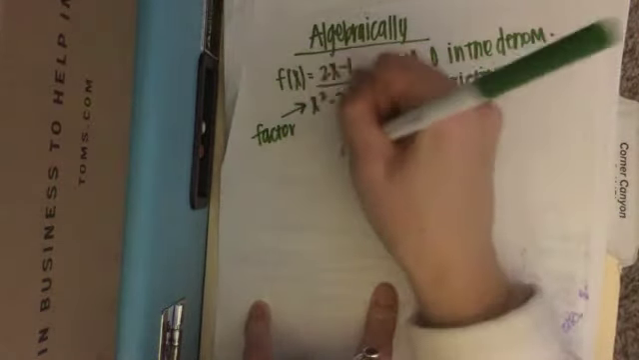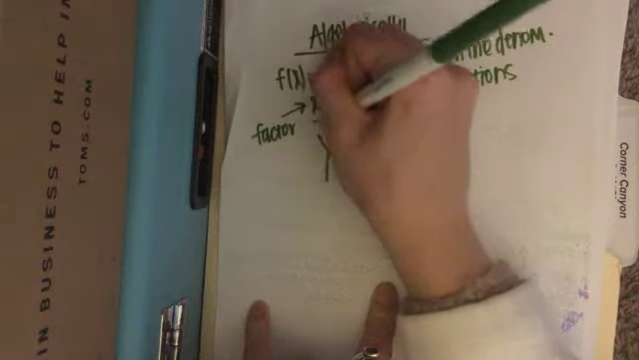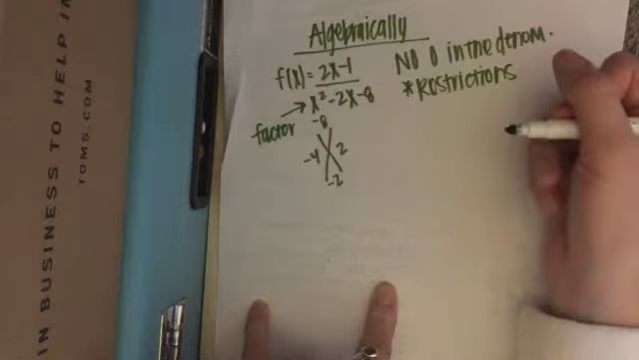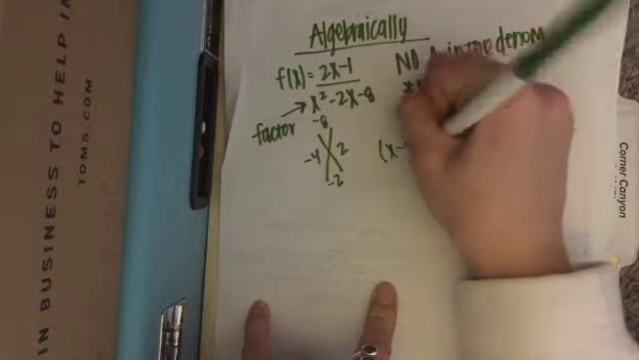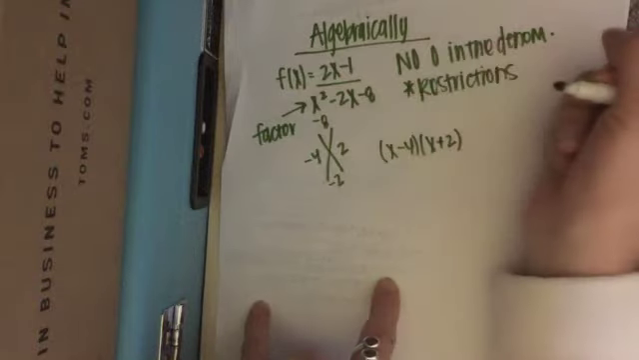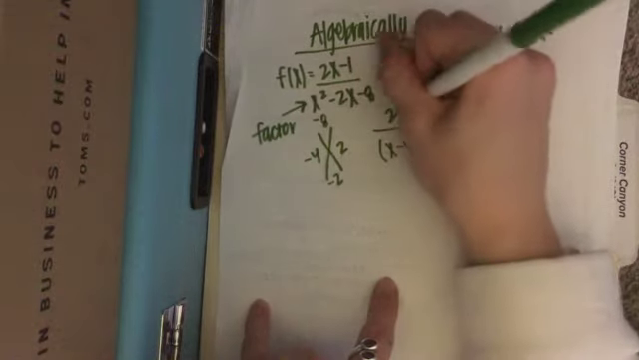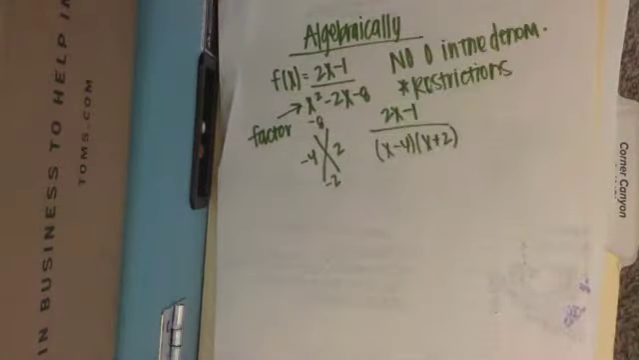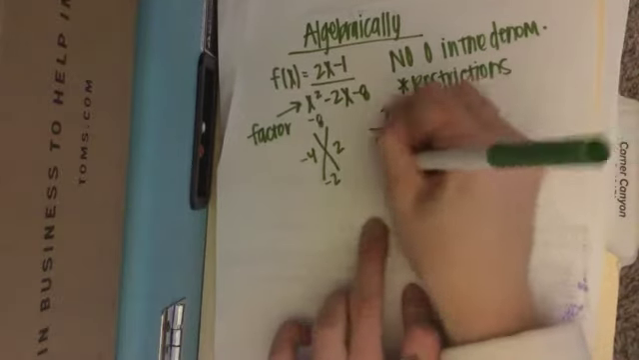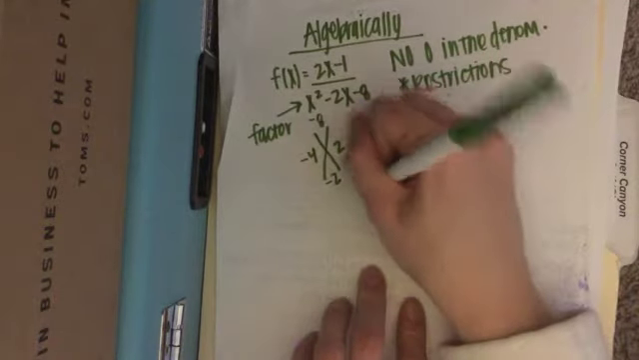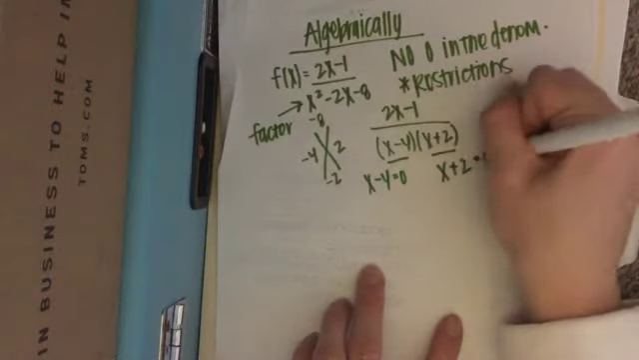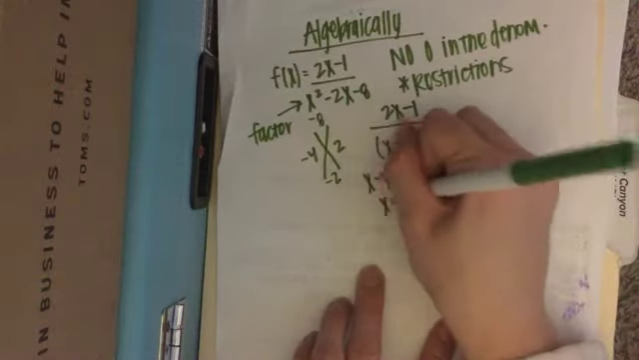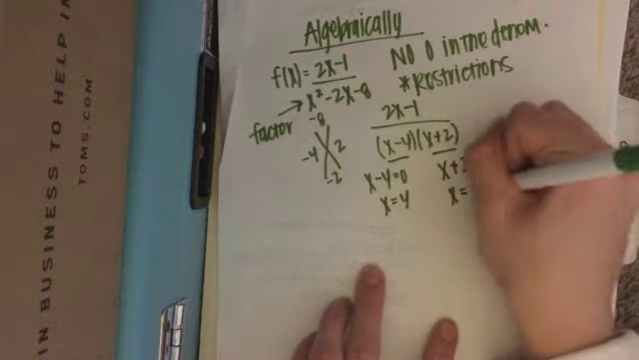Okay, so this factors, if we use the x, that's negative 8, negative 2, that's negative 4 and 2. So that's going to factor to (x minus 4)(x plus 2). The top is still 2x minus 1. Then we set both of these equal to 0. So we have x minus 4 equals 0, x plus 2 equals 0. So x equals 4 and x equals negative 2.